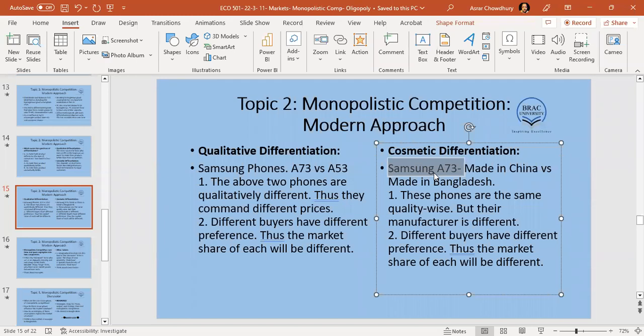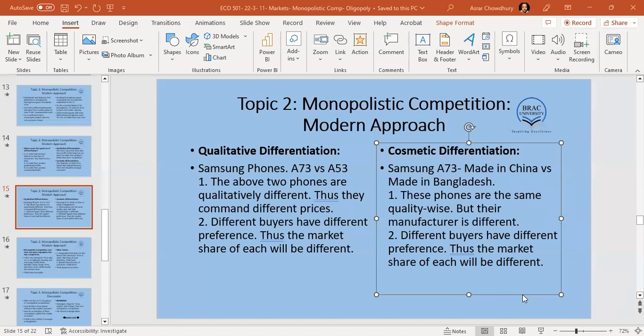Does anybody know whether A73 is now being produced in Bangladesh? Hey, have you guys disappeared? Huh? তোমরা আছো? জি স্যার, Yes, sir. অবশ্যই আছে, sir. Okay. You guys aren't saying anything.